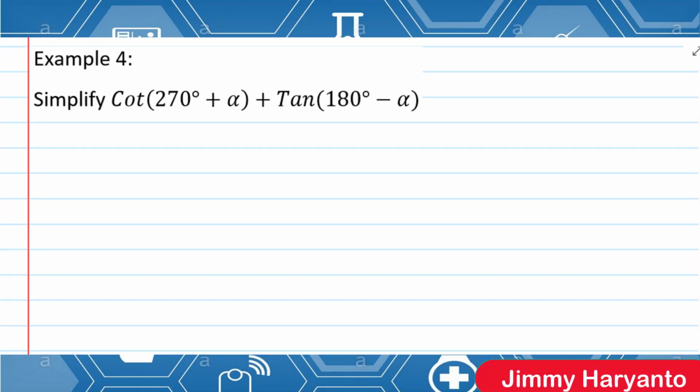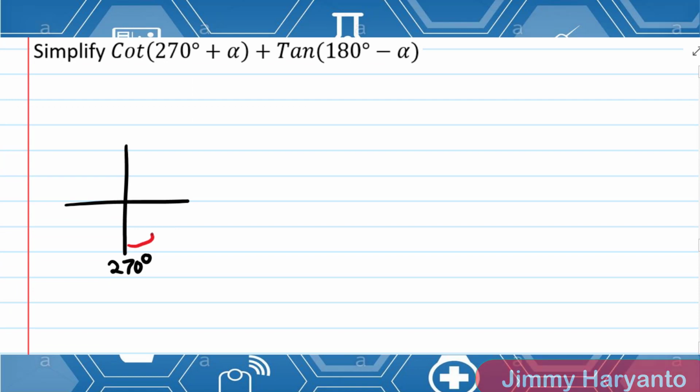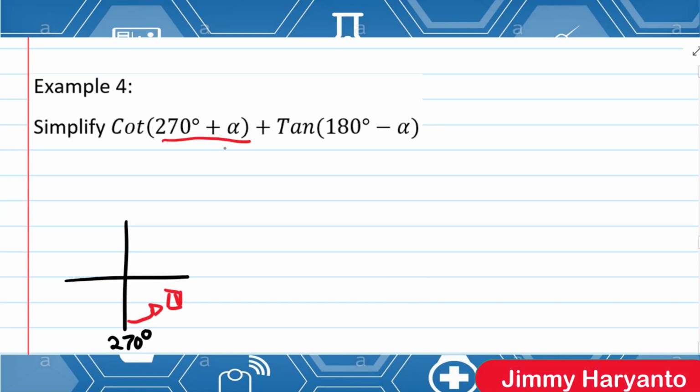Yeah, it's the same, but it has two trigonometry. Yeah, so we have to simplify first one by one. First is cos 270 plus alpha. 270 is right here. Plus alpha means go forward. It will be quadrant 4. This one is quadrant 4. Quadrant 4 for cotangent. Cotangent is the opposite of tan. So it will be negative. Yeah, cotangent in quadrant 4 will be negative.